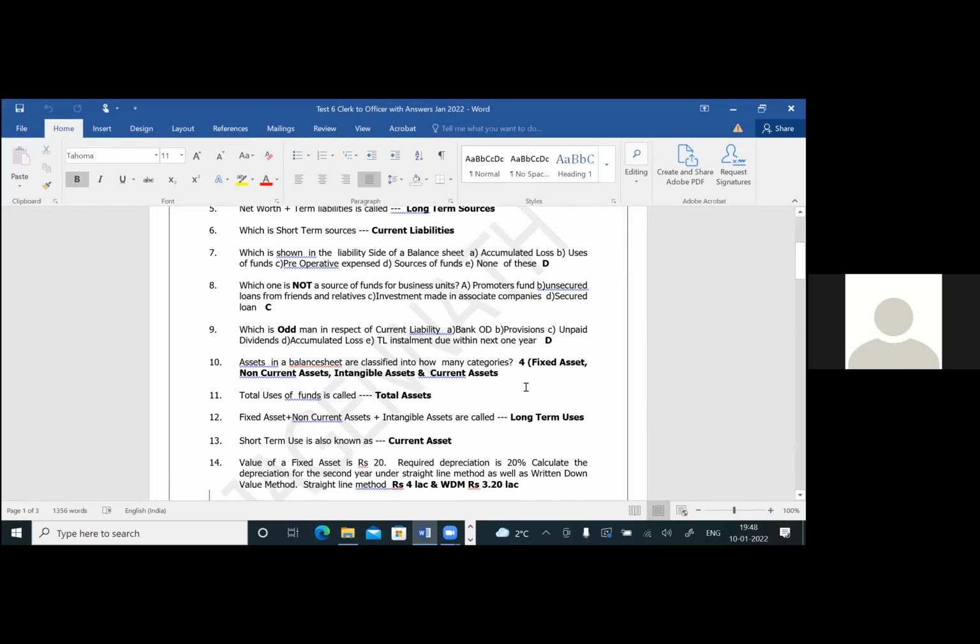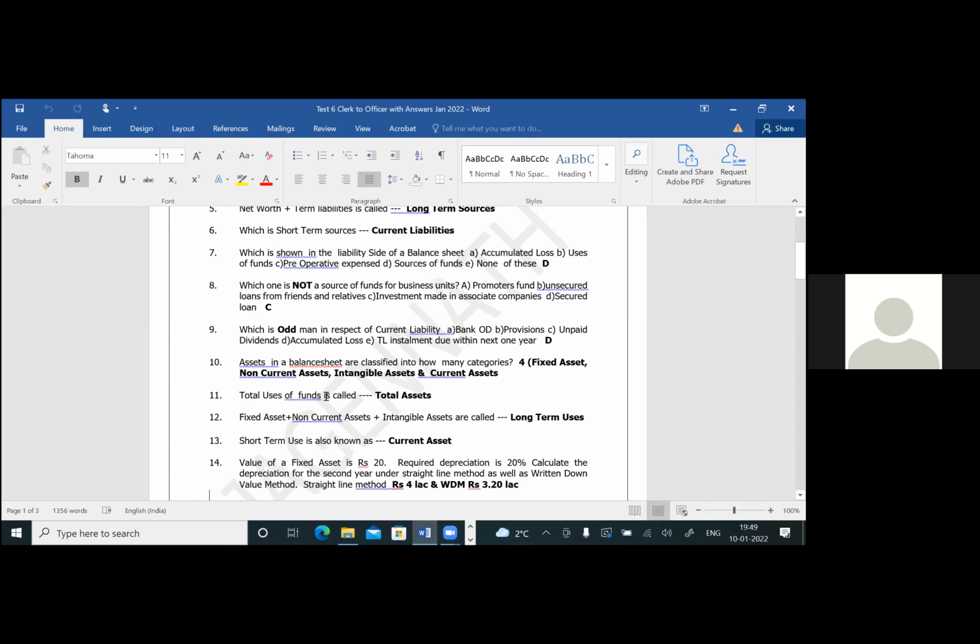Question number 10. Assets in your balance sheet are classified into how many categories? So we saw first what are the things classified in the balance sheet liability side. Now assets in the balance sheet are classified into how many categories? You know very well, 4. What are they? Fixed assets, non-current assets, intangible assets, and current assets. All the 4 put together is called total uses of funds. Assets in the balance sheet are classified into 4.